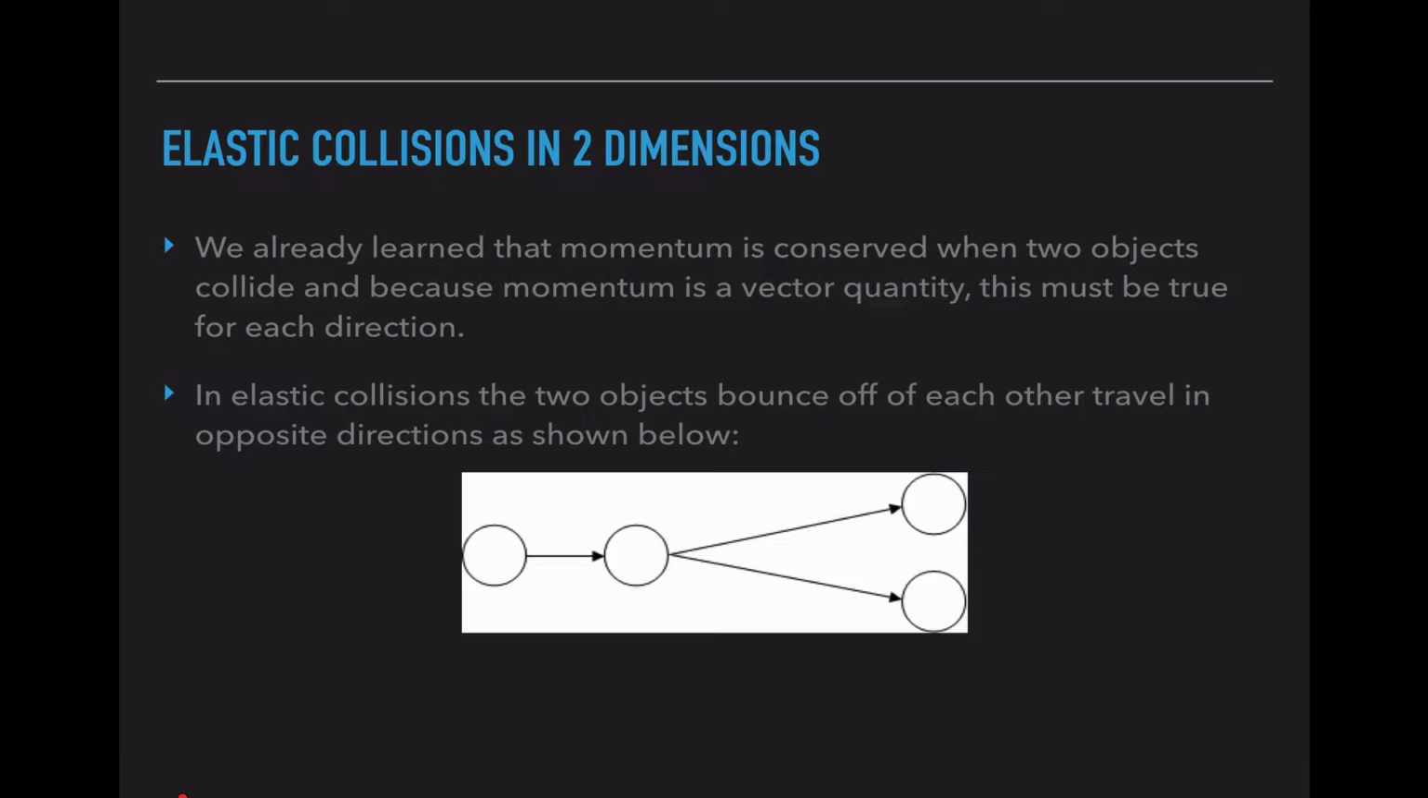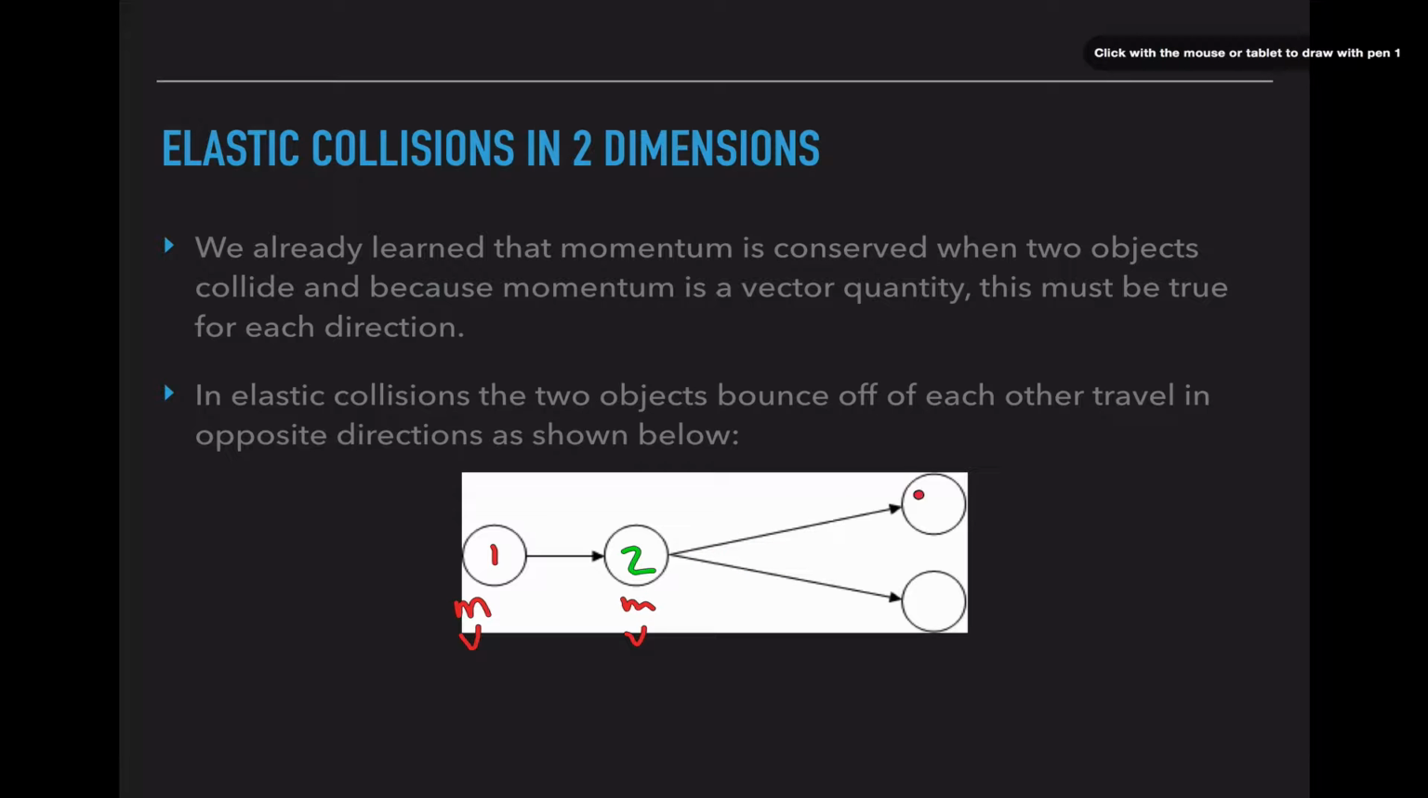So we've already learned that momentum is conserved when two objects collide. And because momentum is a vector quantity, it has to be true for each direction. In an elastic collision, the two objects bounce off of each other and travel in the opposite direction. So here's a simplified version of that example. We have a first ball that has a mass and a velocity, a second ball that has a mass and velocity.